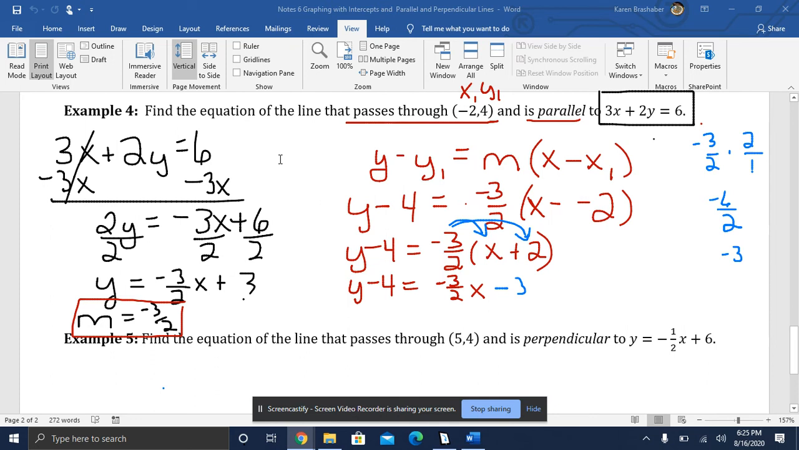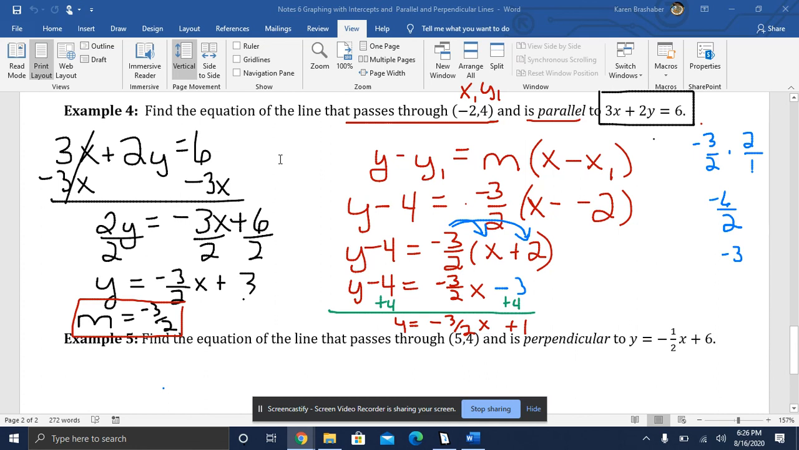Finally, I need to add 4 to both sides of the equal sign. You want to be sure to line it up underneath its like term. And that leaves me with my new equation, y equals -3/2 x, and then +4 and -3 would combine to +1. So y equals -3/2 x plus 1 would be parallel to my original problem.